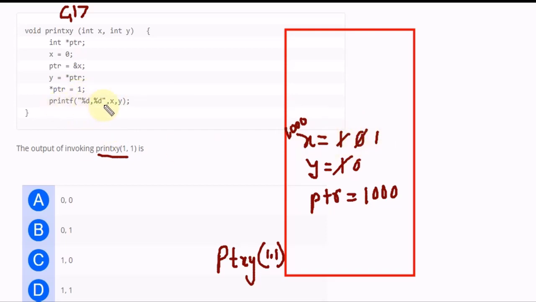Okay, now we are going to print the value of x and y. So what is the value of x, that is 1, and the value of y, that is 0. Okay, so what will be the output of it? 1 0 will be the output of it. So C is the correct option of it. So C is the correct option.